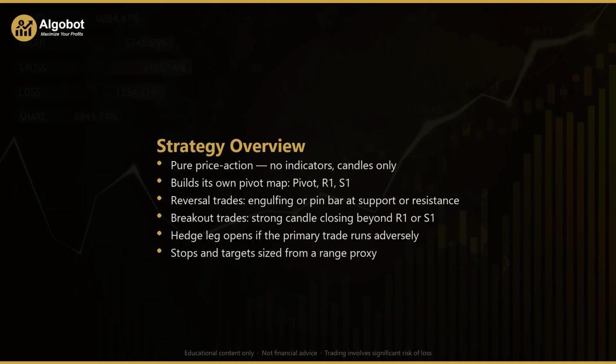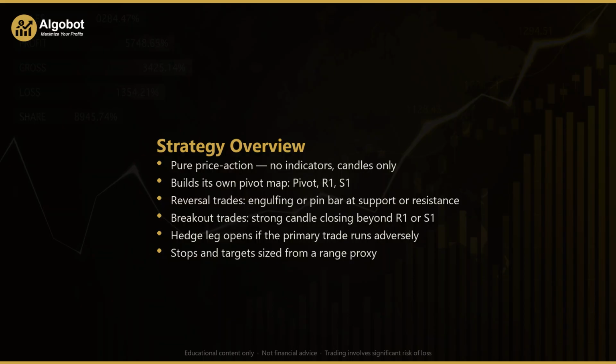So what exactly does the Engulfing Pivot Hedge expert advisor do? At its core, it's a price action strategy, which means it makes decisions purely from the open, high, low, and close of recent candles. There are no moving averages, no oscillators, and no external indicators involved. Everything it needs, it calculates itself from the raw price data on your chart.